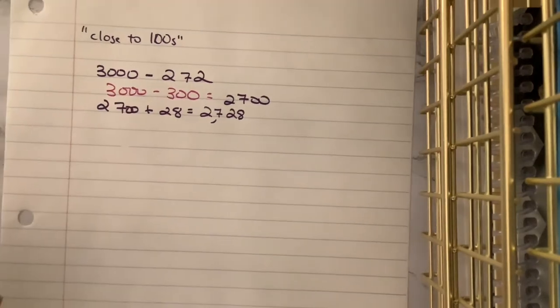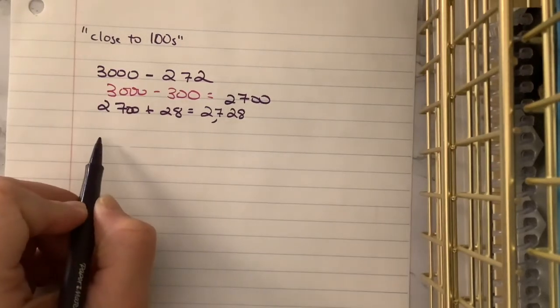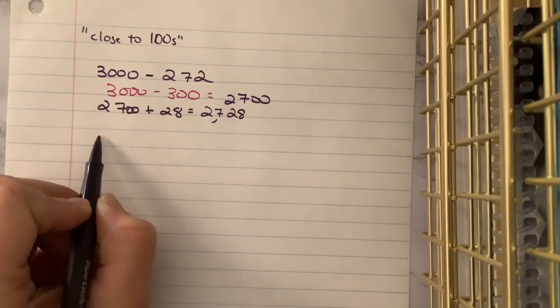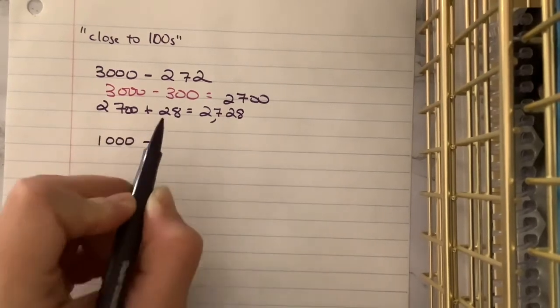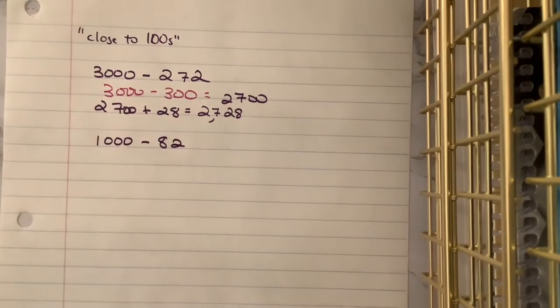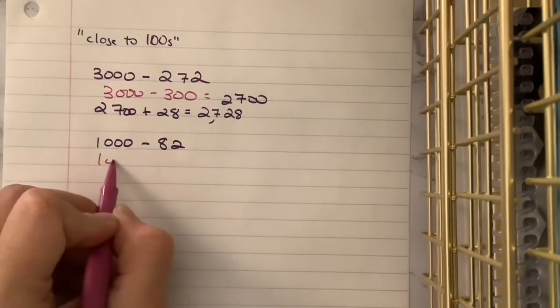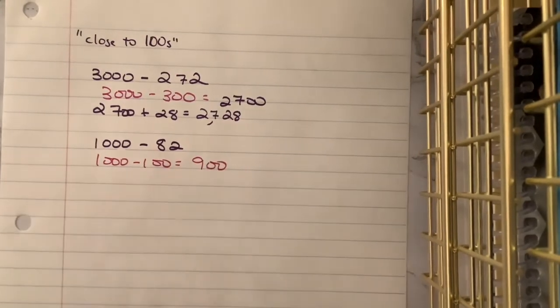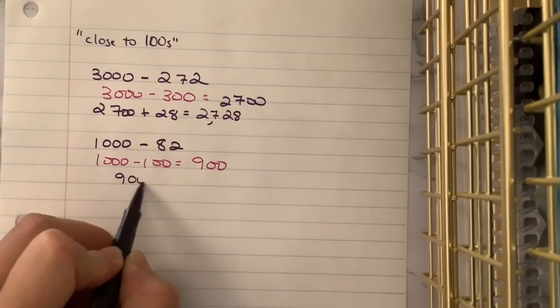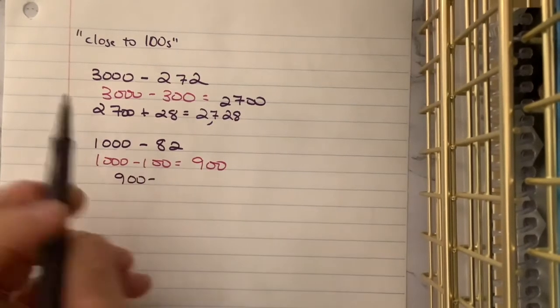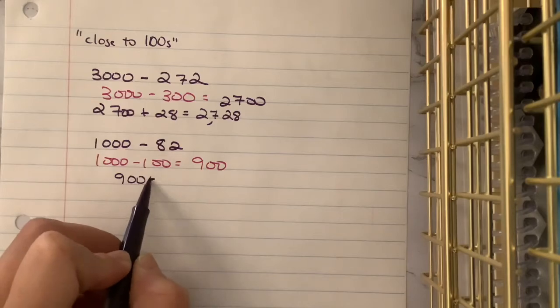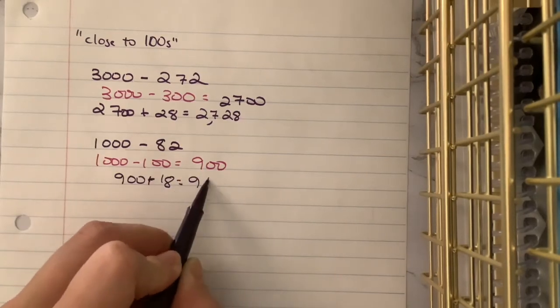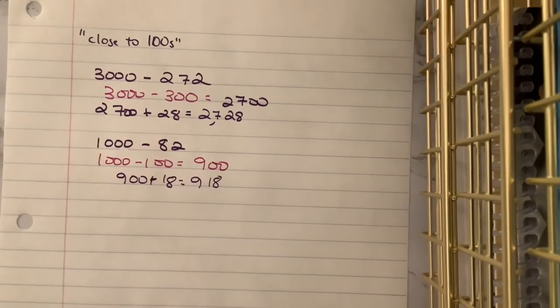Okay, so you'll see some problems like this in your workbook. And again, close to 100s, but it is a little bit further. So let's say we did something like 1,000 minus 82. So we're going to subtract 1,000 minus 100, which is 900. But then how many do we have to add back? We took away how many extra? 18. So we get 918.